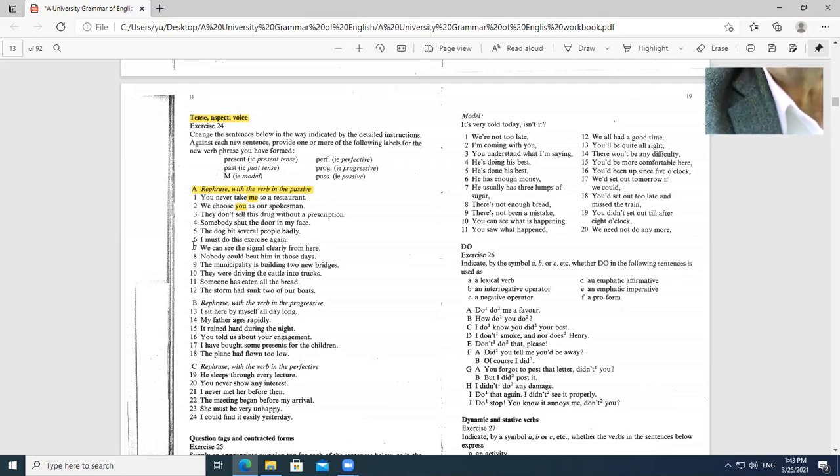The next one. They do not sell this drug without a prescription. Where is the object? The drug. This drug. Sell, verb.